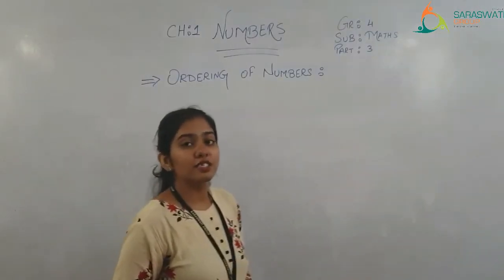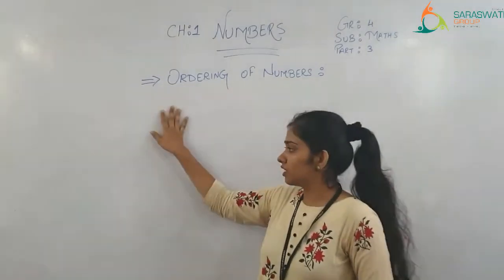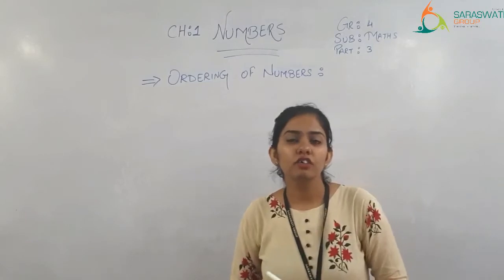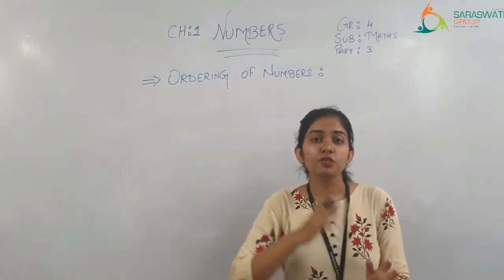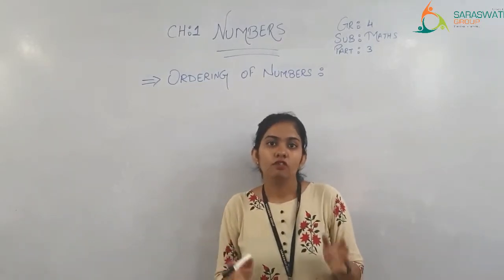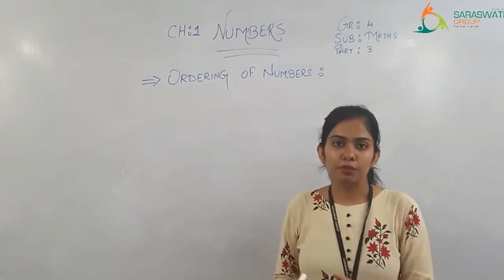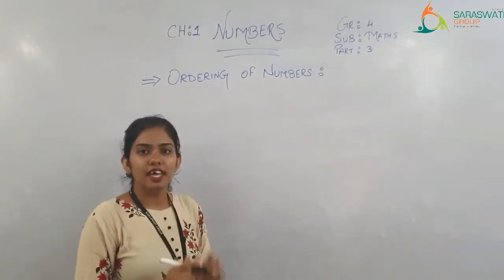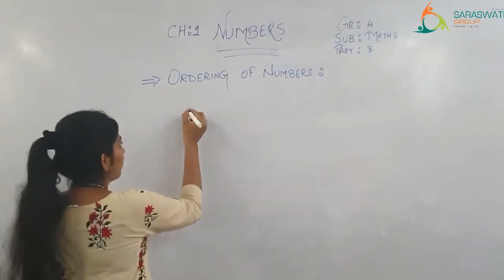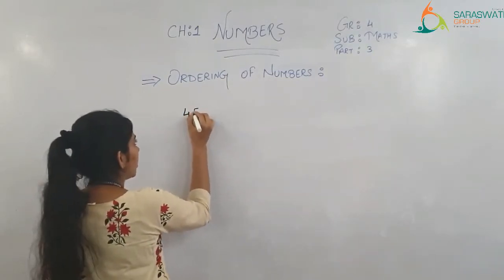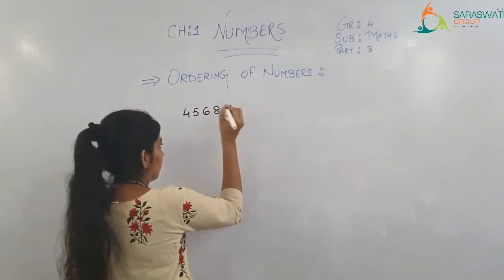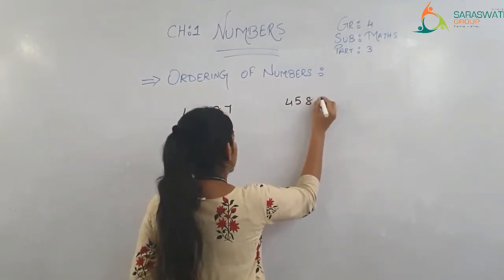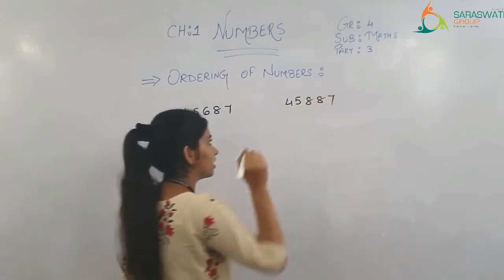So now let's move on to another topic, that is ordering of numbers. Right? What is ordering of numbers? To know which value is greater, for that you need to order the numbers. So now let's understand this with the help of an example. Here I am taking the numbers 4, 5, 6, 8, 7 and 4, 5, 8, 8, 7.